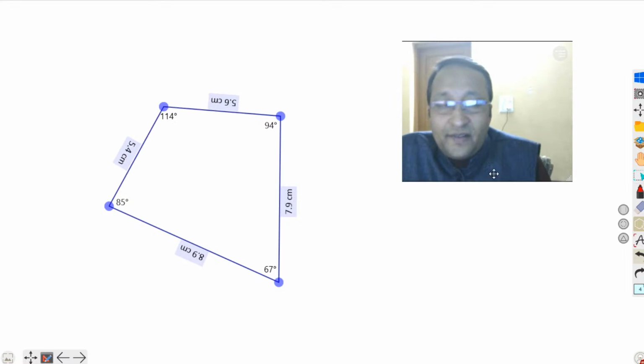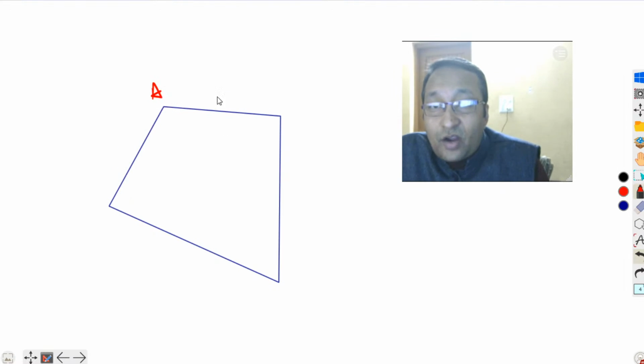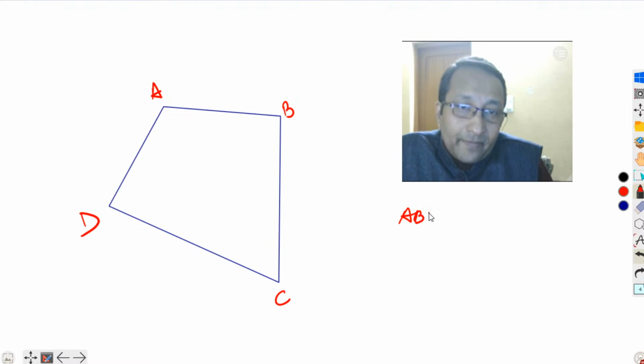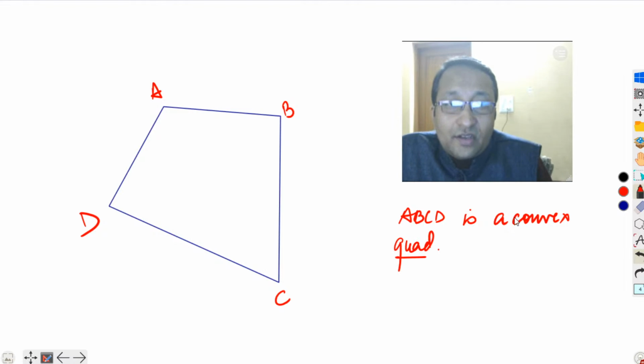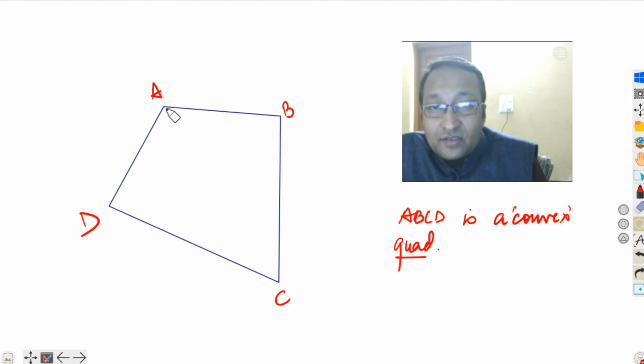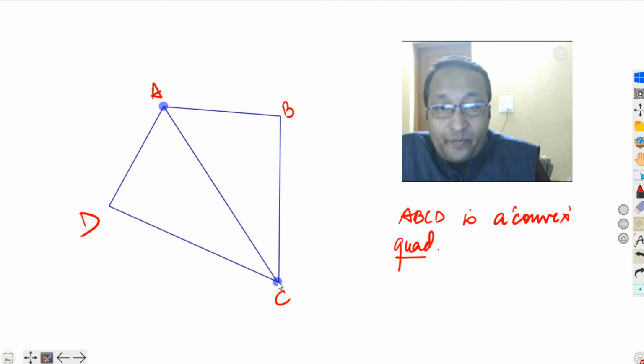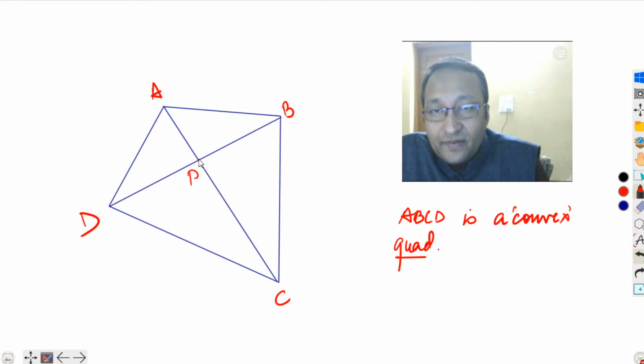The question says ABCD is a convex quadrilateral. I repeat, ABCD is a convex quadrilateral. I hope you all understand what a convex quadrilateral is. A convex quadrilateral is a quadrilateral in which all the angles are less than 180. This kind of quadrilateral would not be termed a convex quadrilateral. The diagonals of the quadrilateral intersect at a point, say P.